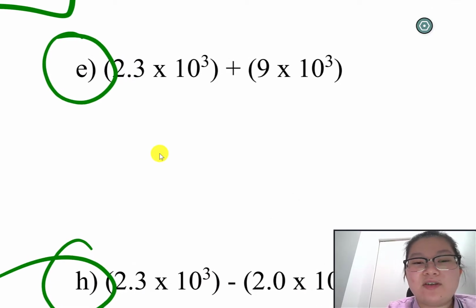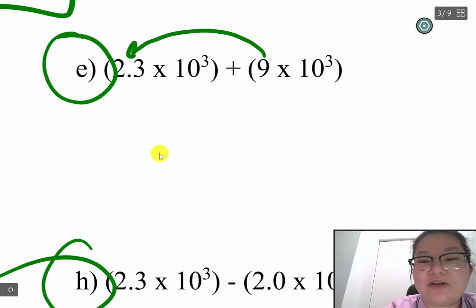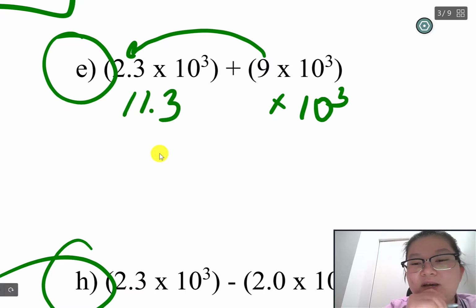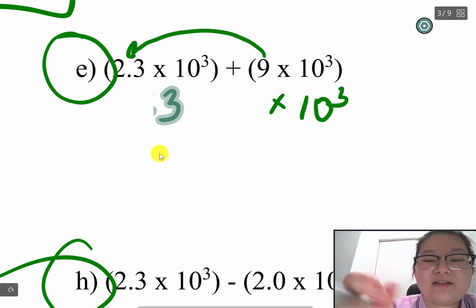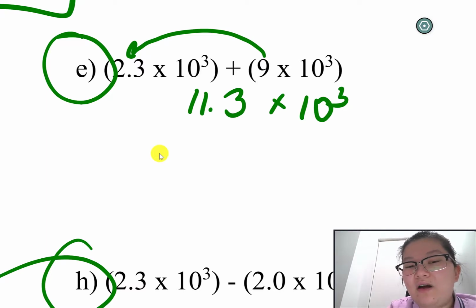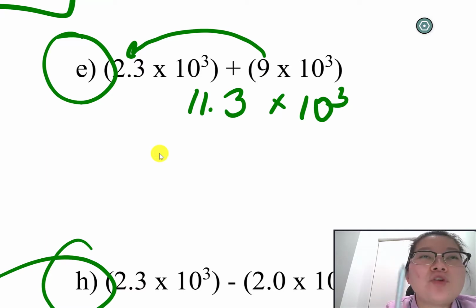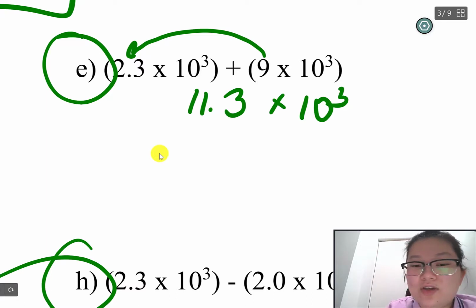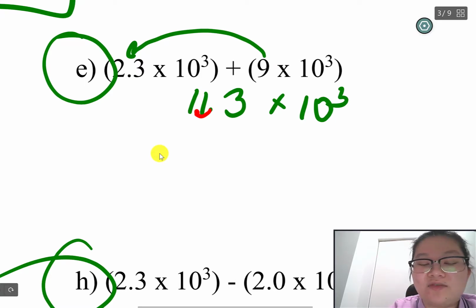So based off our previous logic, we can just add these 2 numbers here and just have that as times 10 to the power of 3. So if I add these 2 together, 9 plus 2.3, I get 11.3 times 10 to the power of 3. Now, based off of the rules of scientific notation, you cannot have 2 non-zero numbers before the decimal. That is not proper scientific notation. So I have to have this decimal right there in order for this to be in a legit scientific form.